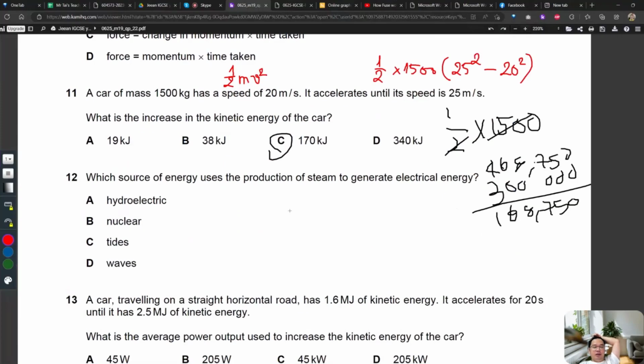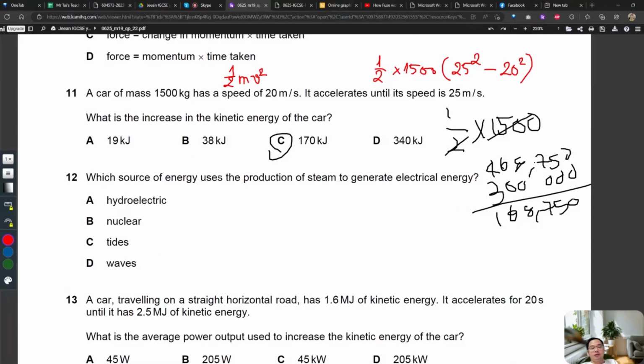Question 12. Again, we've seen this question once or twice, huh? Remember? The answer is... wait. No. It seems familiar, but not exactly the question that we've done. Use the production of steam to generate electricity. Steam, that is nuclear power station.